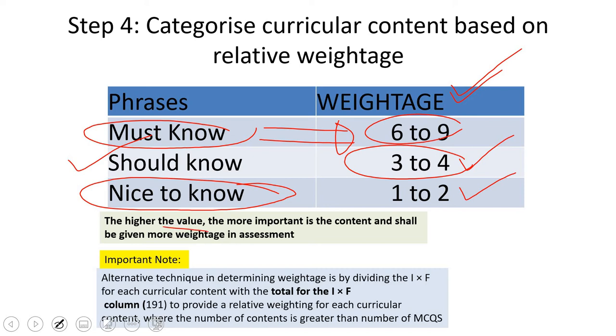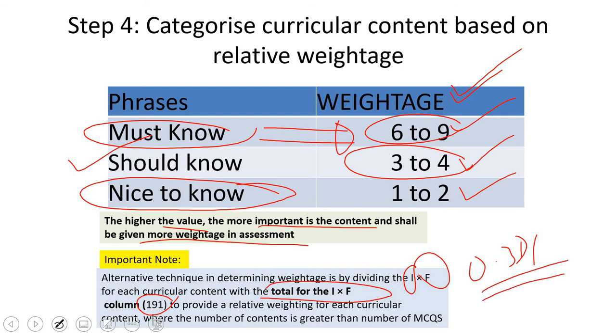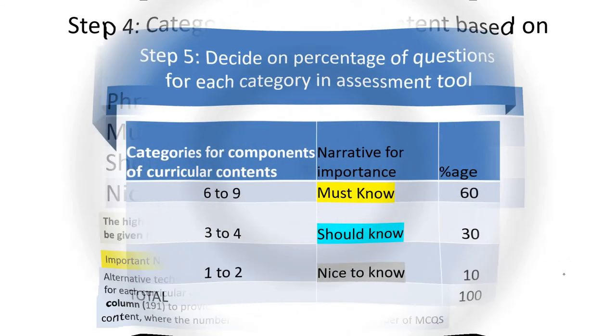The higher the value, like 6 to 9, the more important the content is and it shall be given much more weightage. An alternative method is that you multiply the impact with the frequency, and then with the total curricular content proportionate values, like 191 in the case of the cardiovascular course, and then you multiply that with the 0.3 discriminating index, and you get the item number. This is an alternative method.